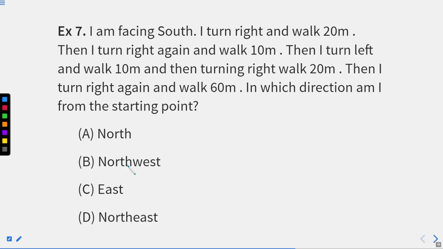So question number 7 says, I am facing towards south. So every time before I start any question, what I say is, make the complete direction set, right? So upper part is north, we have already discussed. Downward is south. On the left we have west. On the right we have east, right? So I am facing towards south. So he is standing here and facing in this direction, right?